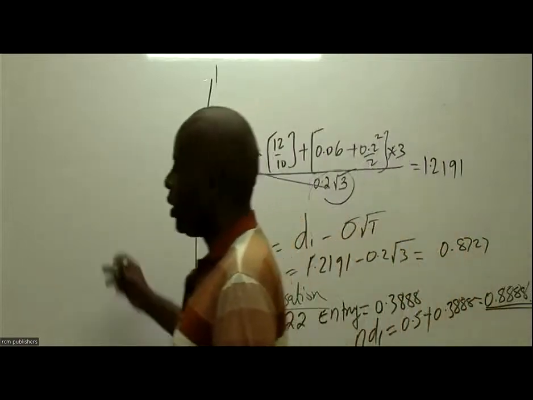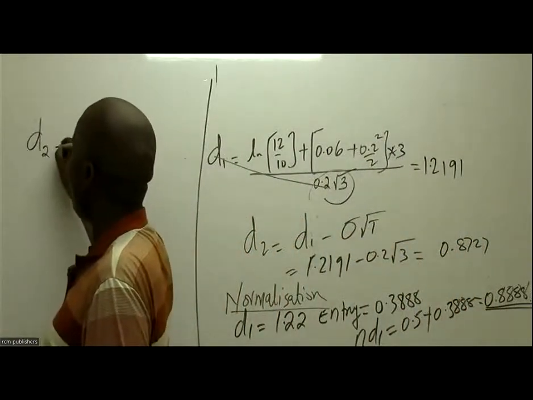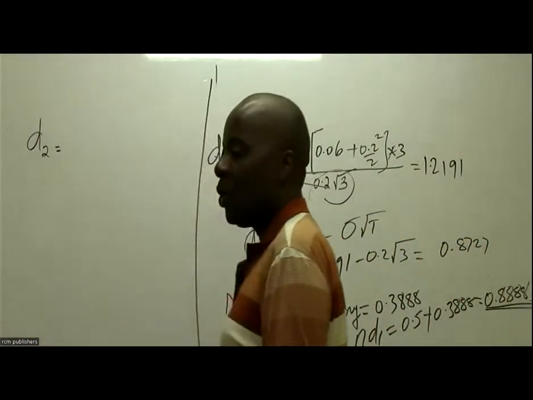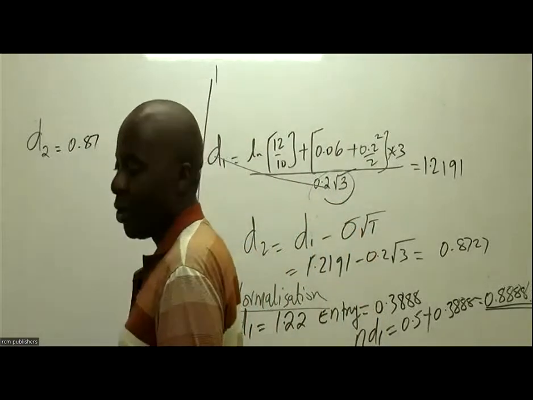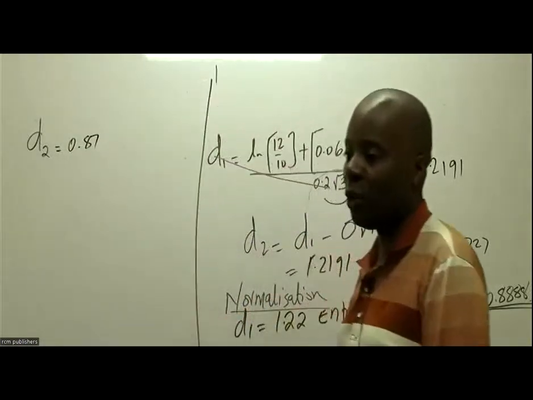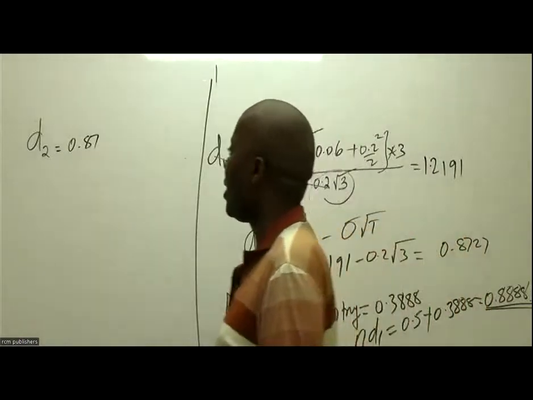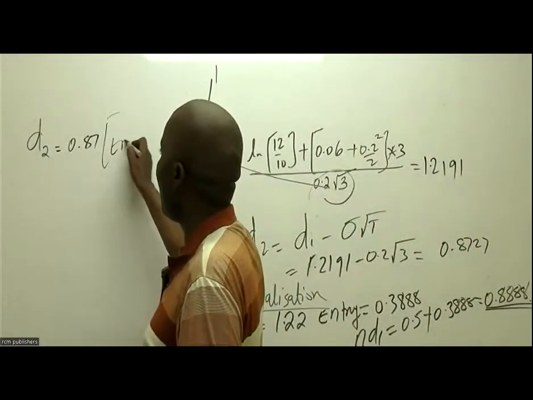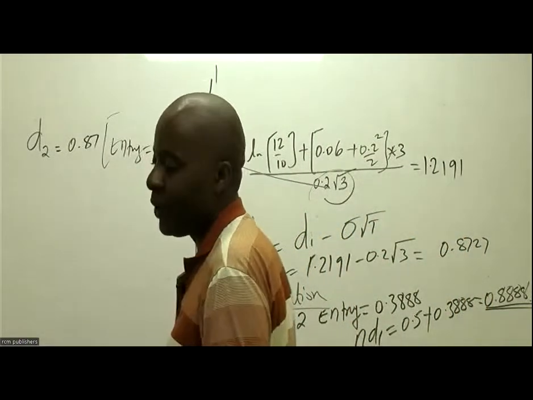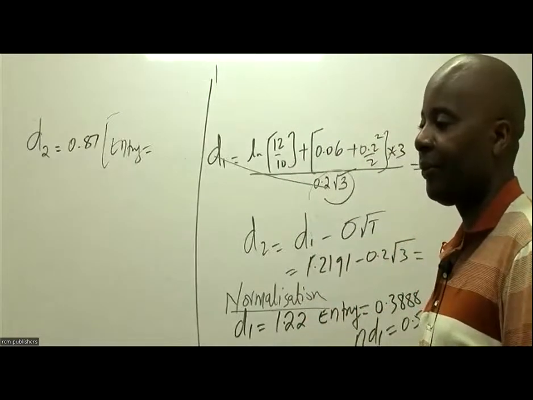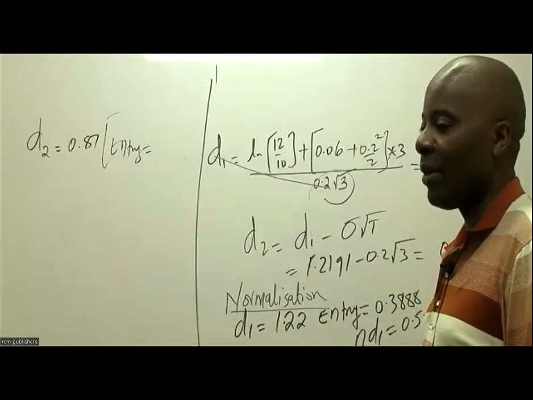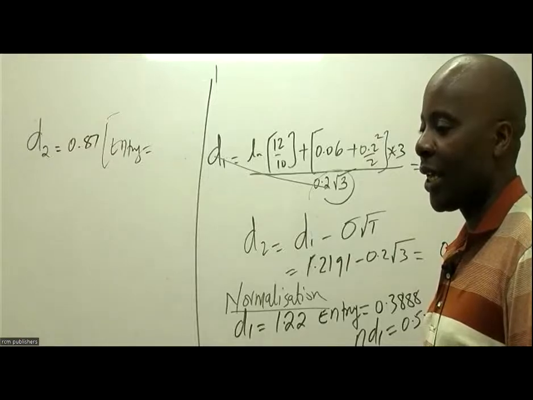From there, we go to D2. The D2 figure that I have, for normalization, it must be in terms of 2 decimal places. So immediately, I need to come and give the entry.